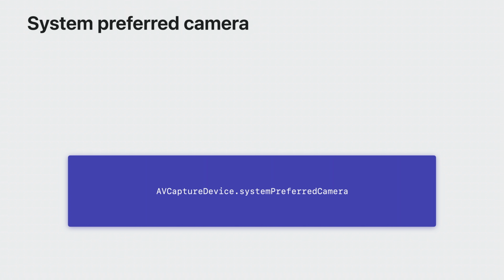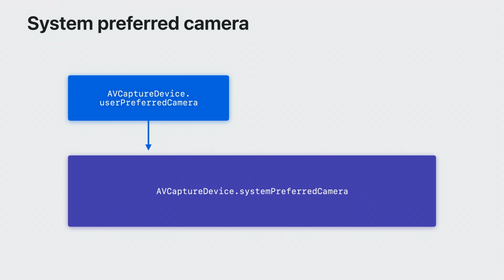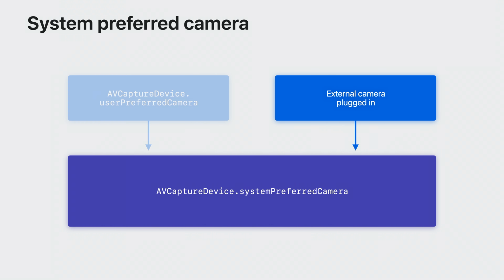AVCaptureDevice's system preferred camera property intelligently returns the best camera to use. It first checks the user's preference, and when the user connects an external camera to the iPad, the system returns the new device. This is because when a user connects a new camera, they're implicitly indicating their intent to use it. These two inputs determine the system preferred camera.